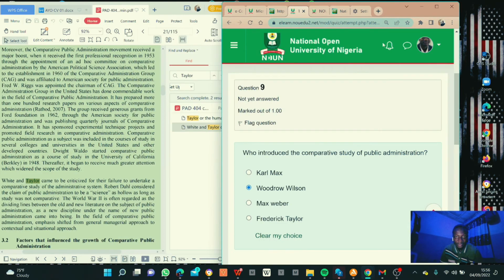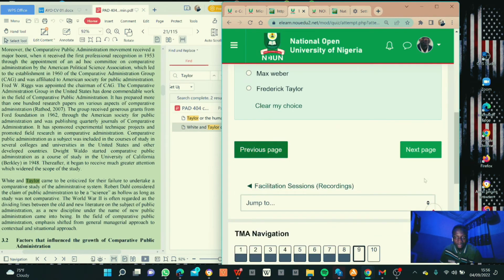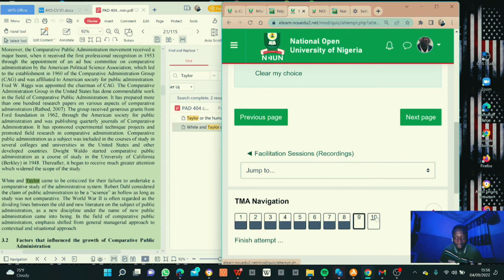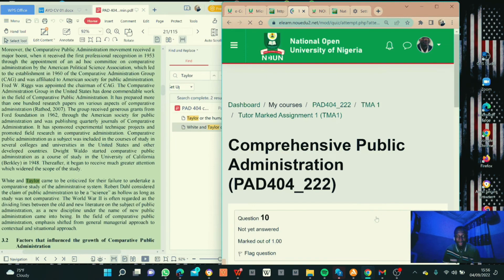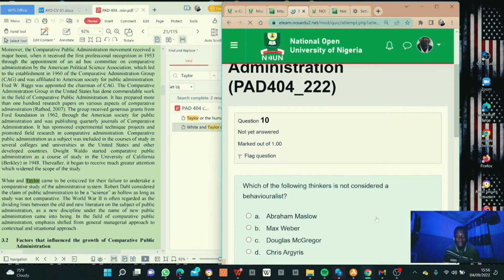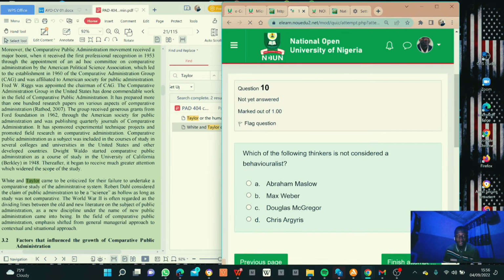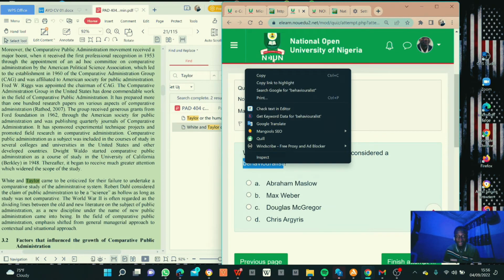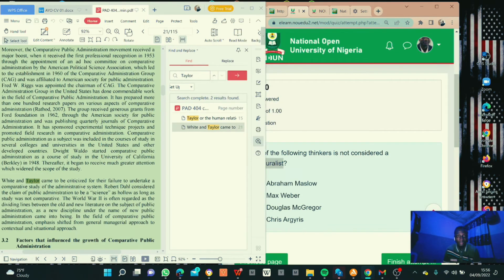So the answer is Woodrow Wilson, former President of America. Just move to the 10th question. So we have here: which of the following thinkers is not considered a behaviorist? Okay, let's use the keyword behaviorist. Control V.